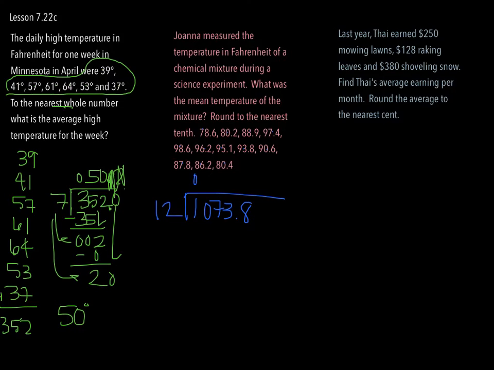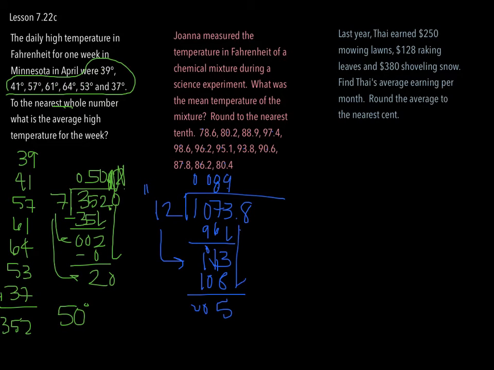12 goes into 1, 0 times, and then 10, 0 times, and then that's 107. How many 12s in 107? Let's call that 8. Multiply that out. That's 96. Now we're going to subtract, and we've got 11, and I'm going to bring down the 3. So how many 12s in 113? Let's call that 9. Multiply that out. That's going to be 108. Subtract, that's 5.